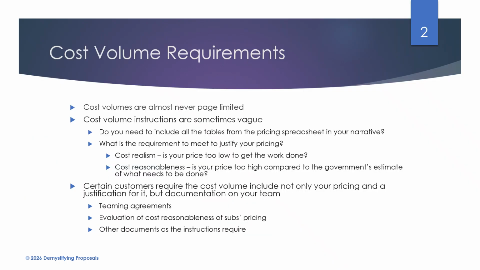Obviously, a major factor in whether your cost volume gets too big is the cost volume requirements. Cost volumes are almost never page limited. And the cost volume instructions are sometimes vague, right? Do you need to include all of the tables from the pricing spreadsheet in your narrative? Are you being judged by cost realism or cost reasonableness? If it's cost realism, is your price too low to get the work done? So how do you justify your pricing from that perspective? If it's cost reasonableness, is your price too high compared to the government's estimate of the work that needs to be done? So that can be a factor in how big your cost volume gets.